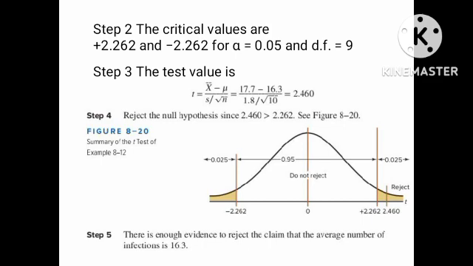Step 4, reject the null hypothesis since 2.462 is greater than 2.262. In short, in my opinion, it can be rejected if the test value is greater than our critical value. And for determining it, we need to draw our bell-shaped curve.